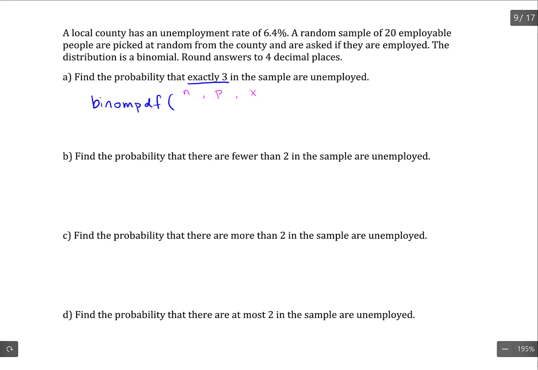N is the number of trials in the experiment. So we have 20 employable people, so the number of trials is 20. P is the probability of success. And our success here is choosing a person that is unemployed. So that would be 0.064, which is 6.4% as a decimal. And x. X is the number that we would like to observe out of our sample. So x in this case will be 3 because we want exactly 3.